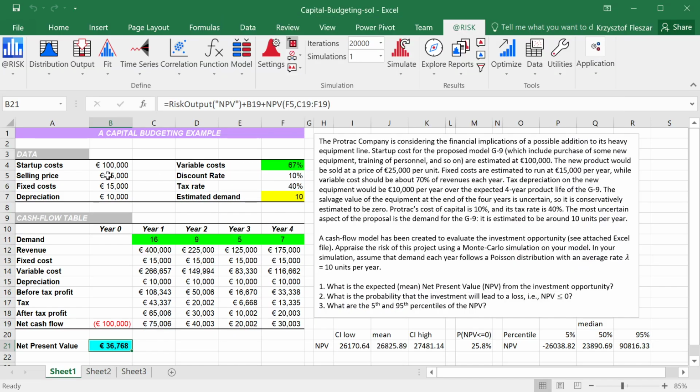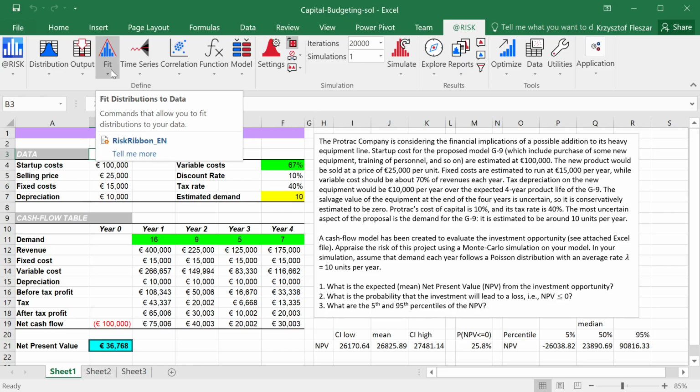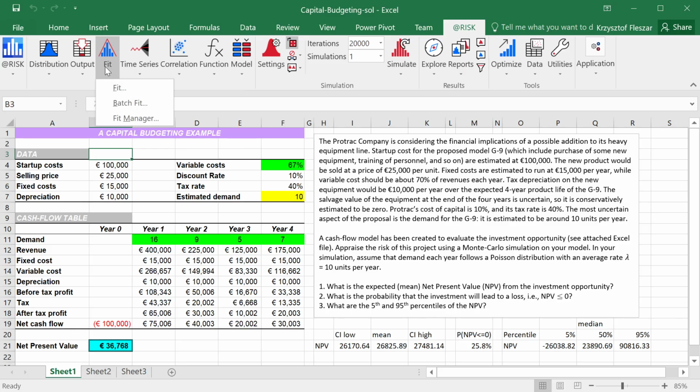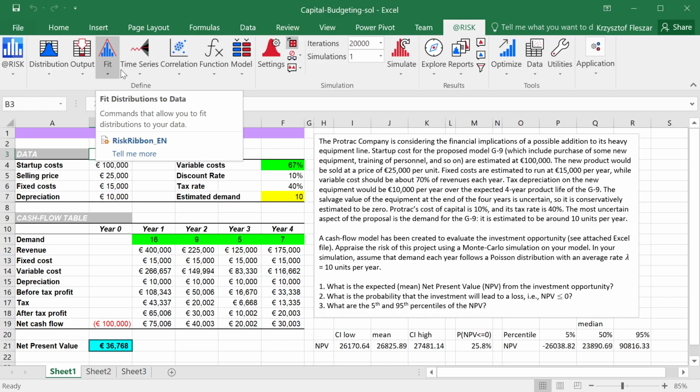But there are also a number of facilities to create simulations. So we have facilities to fit distribution to data. If you have some random values collected from a real system and you want to use them as a basis for simulation, and you don't know what distribution you should use, you can use fit distribution to data, right? So this is a facility.